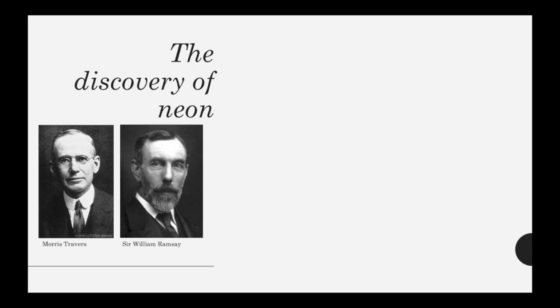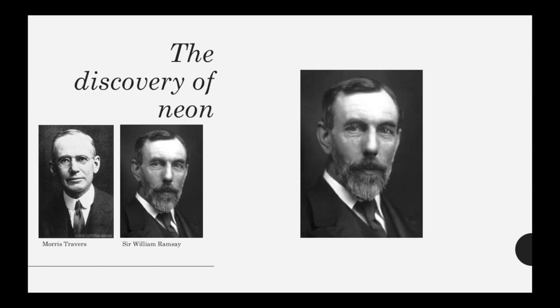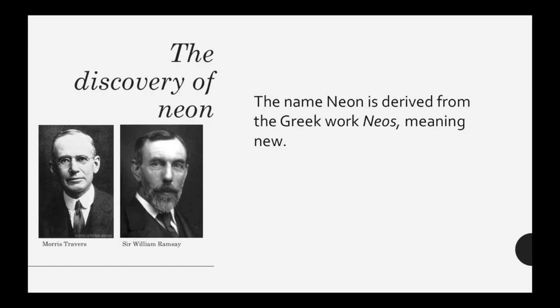Neon was discovered by Sir William Ramsay and Morris Travers in 1898. It was discovered through the study of liquefied air, when Ramsay chilled a sample of air until it became liquid, and then warmed the liquid and captured the gases as they boiled off. The name neon is derived from the Greek word neos, meaning new.